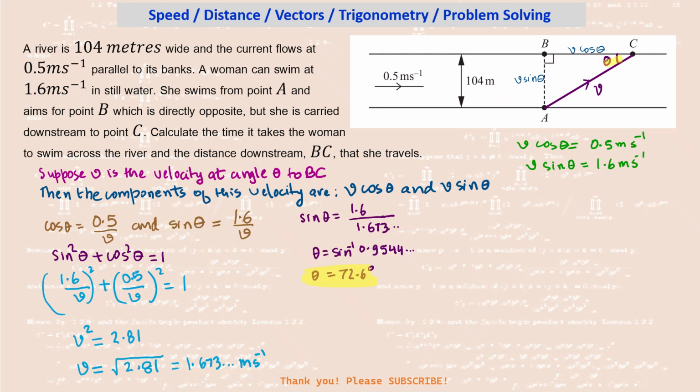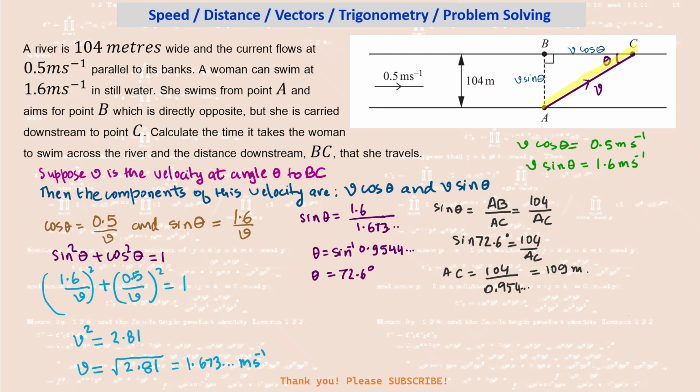So once I know theta, I can work out what BC is, because I know AB. I use sine theta again, and I try to work out AC. I could have done it the other way, but anyway, I work out AC. So sine theta is AB out of AC, and therefore I get AC is 109 meters.